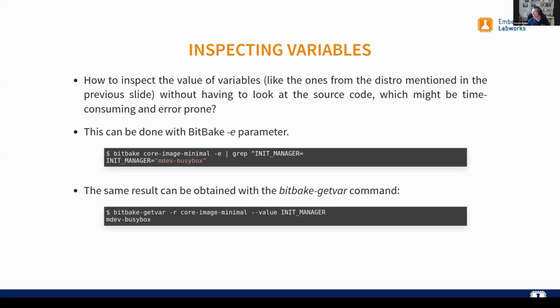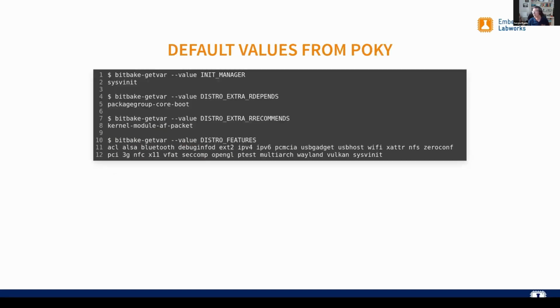Another important concept: let's say you want to know how to check the value of a variable in your current configuration. That can be done currently in two different ways. You can use the -e parameter from bitbake, or you can use the bitbake getVar command. That's very, very useful for those that work with Yocto. We run those commands multiple times per day. And here you can see the current value of those variables that I mentioned, the distro related variables that can impact the installation of packages.